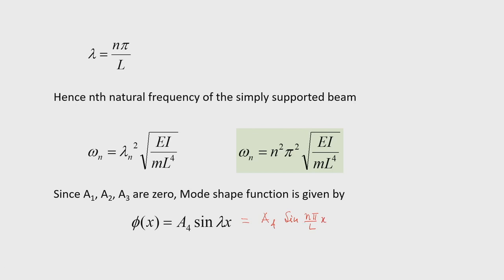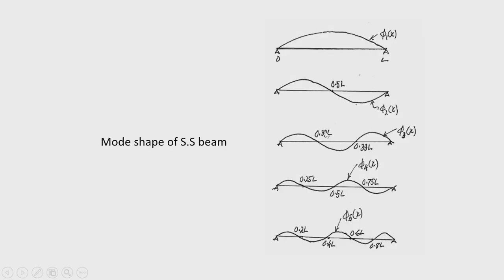Different mode shape functions can be obtained for n is equal to 1, 2, 3 like that. We are familiar with this type of function very well, so we can find the mode shape function easily, where the nodes are located, etc. Now A4 cannot be determined in an absolute sense, so you have to normalize the mode shape, and different normalization procedures are available. In our discussion, we will adopt mode shape normalization with respect to mass. You can see the mode shape when plotted along the x-axis. The nth mode shape is given by this magnitude.